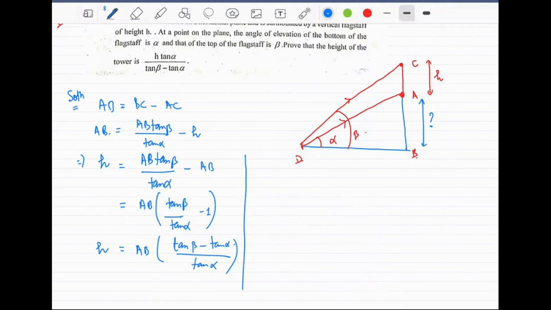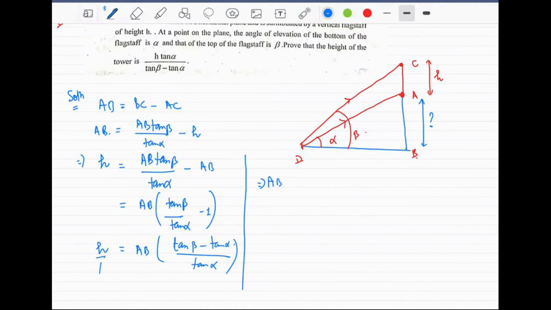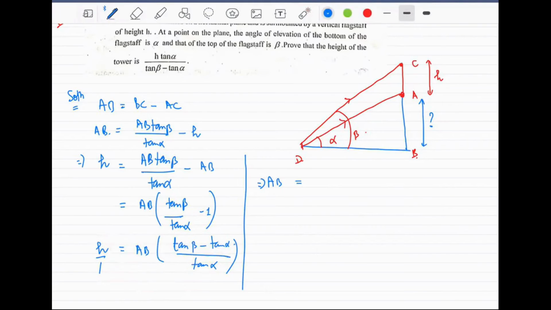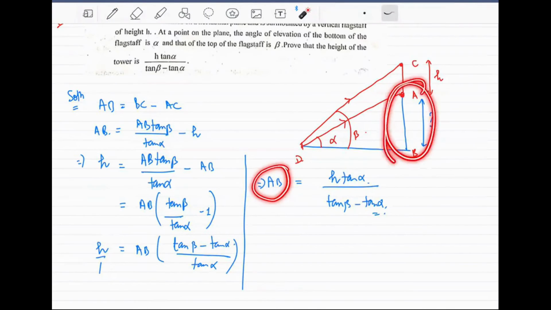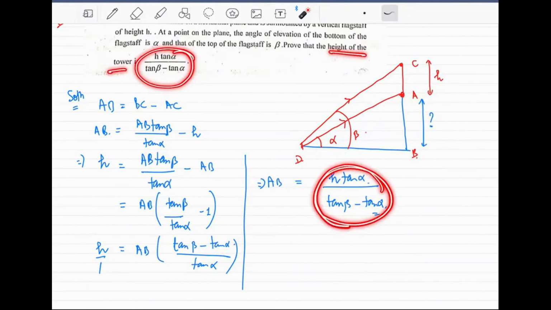If I want to obtain the AB, this tan alpha will come up. This tan beta minus tan alpha, it will come down. Right, it's cross multiplication, just simple cross multiplication. So tan alpha will go up, tan beta minus tan alpha will go down. Only AB part will be remaining. So we will have H tan alpha above, divided by tan beta minus tan alpha in the denominator. What is AB exactly? AB is the height of the tower, right? So height of the tower is this part. We are also able to obtain this part, right?